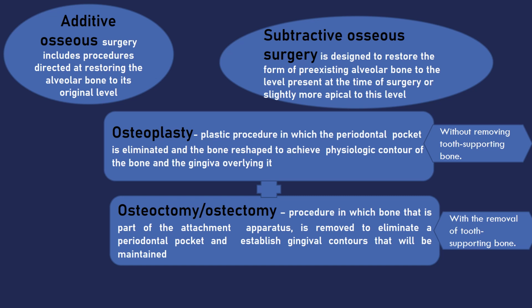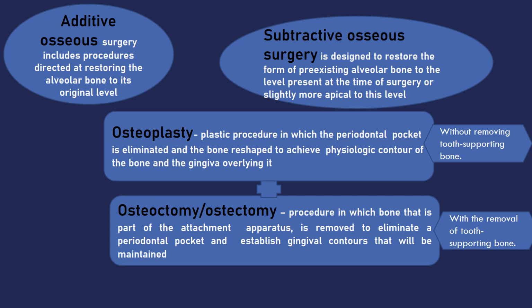Whereas ostectomy or osteotomy is the procedure in which bone that is part of the attachment apparatus will be removed to eliminate the periodontal pocket and will establish gingival contours that will be maintained. So by the removal of the supporting bone, we are getting a favorable osseous contour.